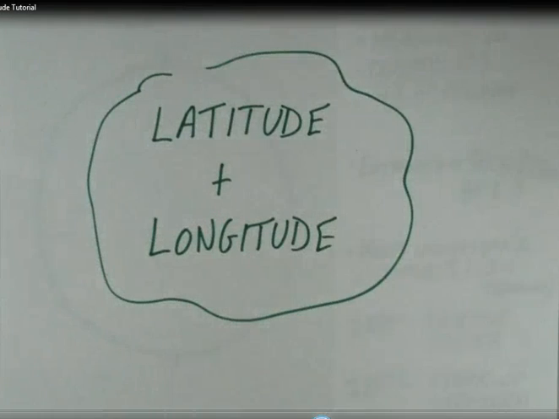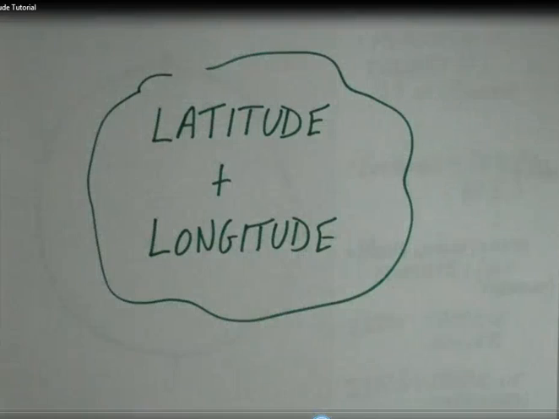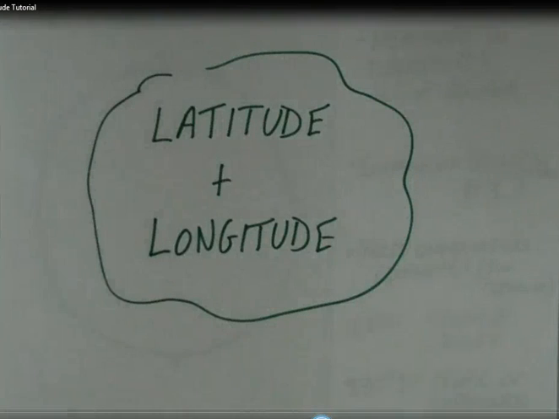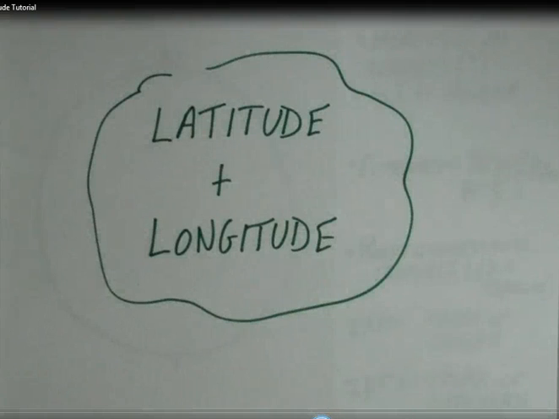Latitude and longitude. Latitude and longitude are a very important concept to understand in geography because these, in combination with each other, will give us our absolute location. And if you think about the 5 themes of geography, the most important theme probably is where is it, or location. Latitude and longitude will help us find it.